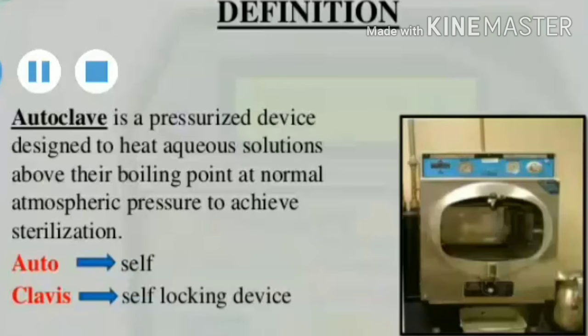Now, we simply define an autoclave as a pasteurized device designed to heat aqueous solutions above their boiling point at a normal atmospheric pressure to achieve sterilization. Auto means self, clavis means self-locking device.